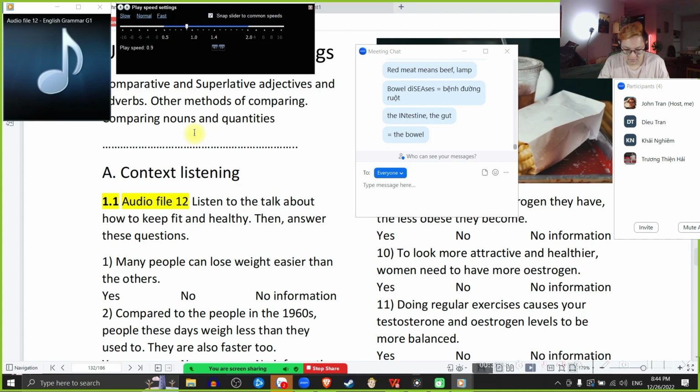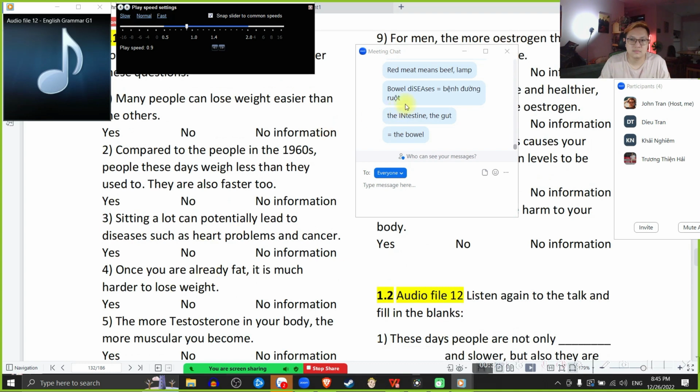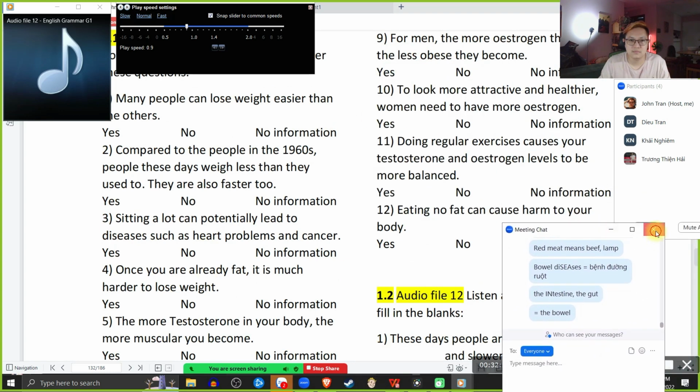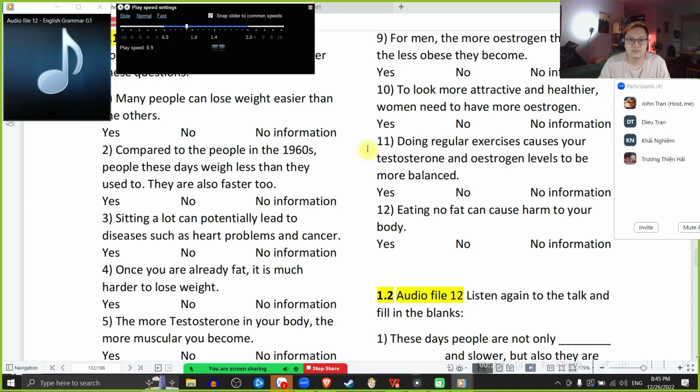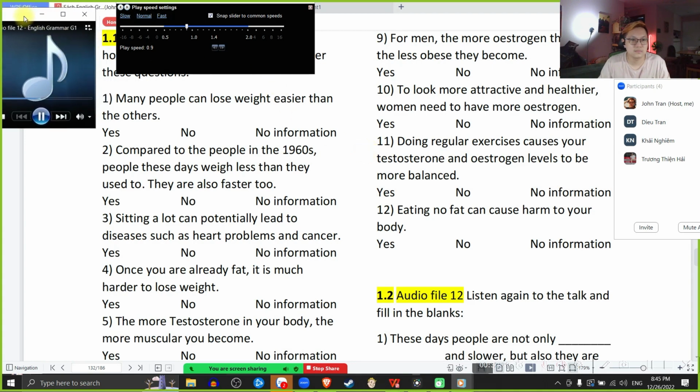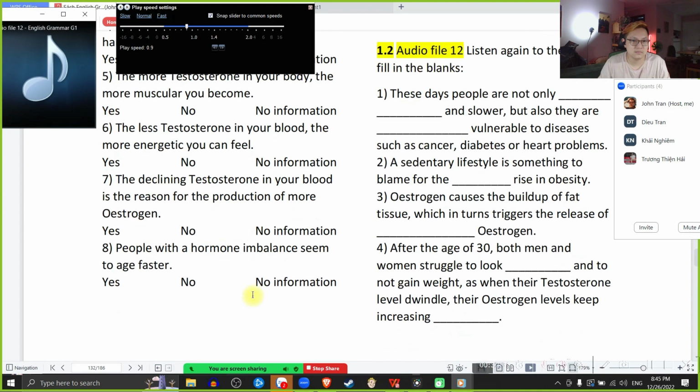For both sexes, a decrease in testosterone means great harm to their own appearance as well as their own health, as testosterone keeps your muscles strong and it triggers fat loss. The decline in this hormone also reduces the sex drive, the productivity in the workplace, and your overall energy levels. On the opposite side, estrogen causes the buildup of fatty tissues, which in turn triggers the release of even more estrogen. And this is the reason why after the age of 30, both men and women struggle to look younger and keep off the weight.